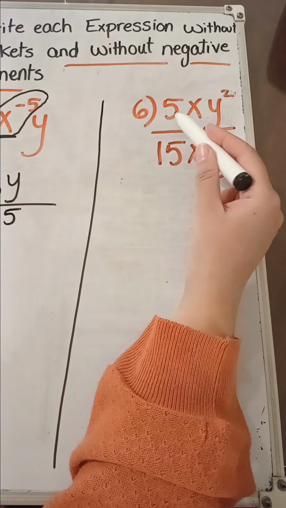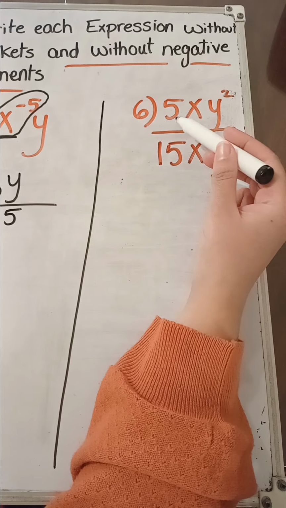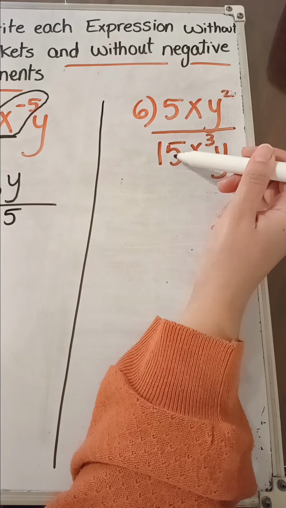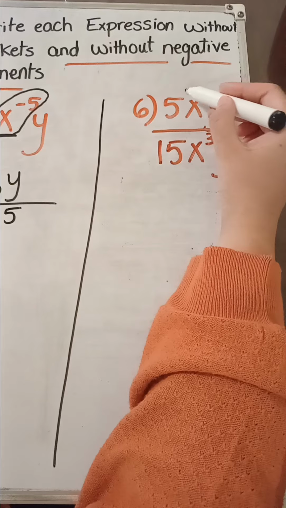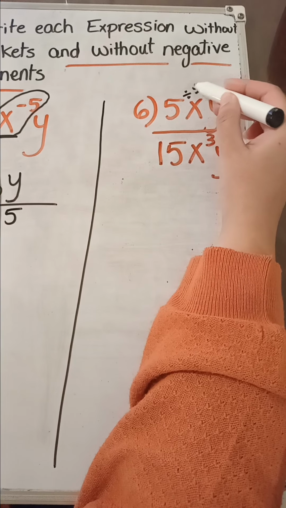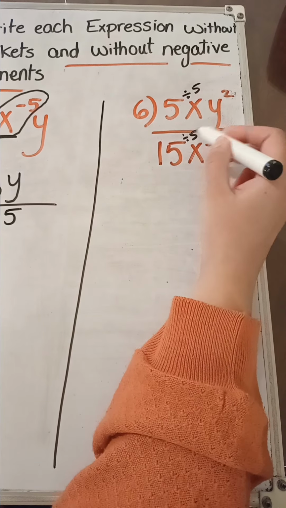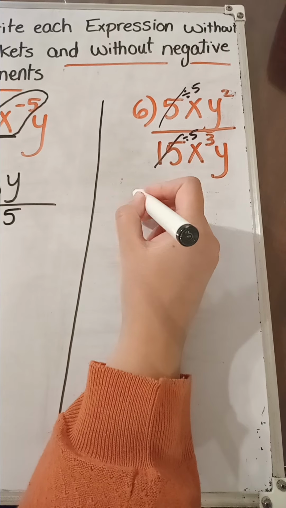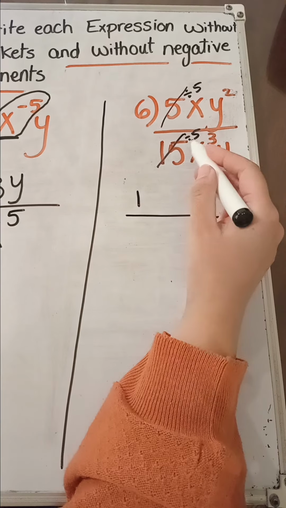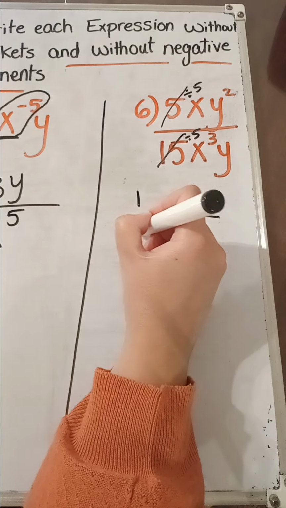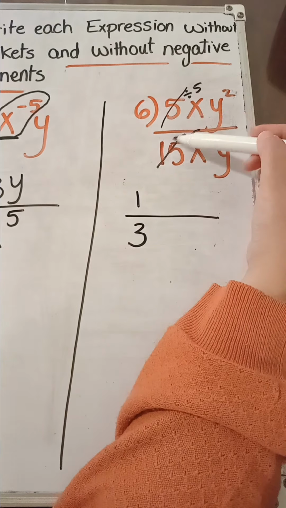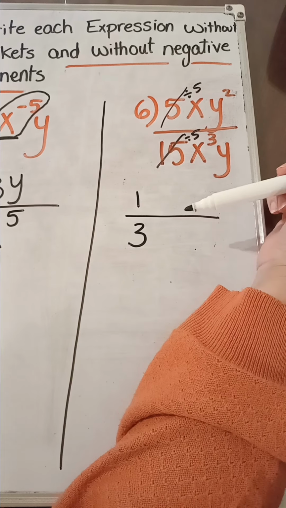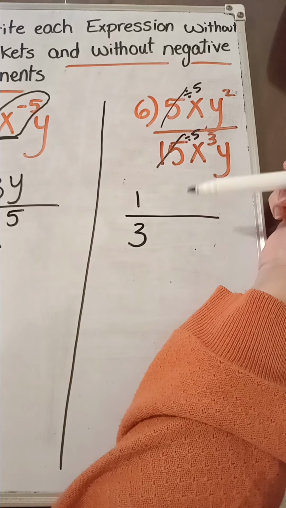I have the coefficients here. They're not raised to any exponent, so I'm just going to simplify them as a normal fraction. Both can be divided by 5, so I'm going to divide this by 5, and I'm going to divide this by 5. They will cancel out to be 5 divided by 5 will be 1 over 15 divided by 5 will be 3. So now I got rid of the 5 and the 15 to be 1 over 3.